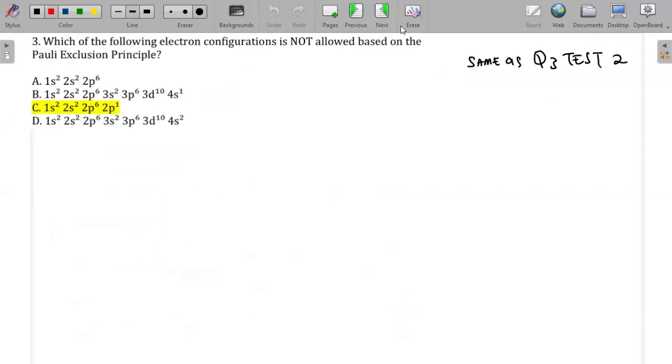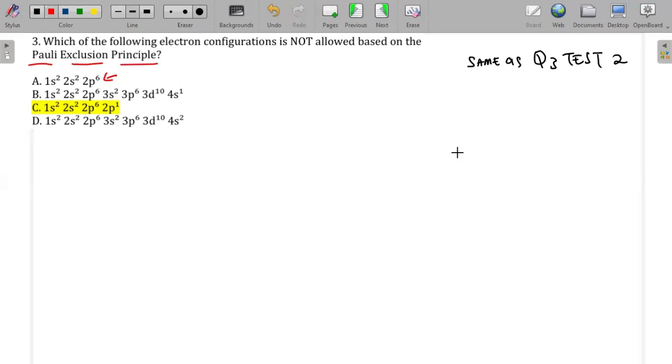Okay, let's look at question 3. They're asking which of the following electron configurations is not allowed based on the Pauli exclusion principle. The Pauli exclusion principle simply states that no two electrons can have the same set of the 4 quantum numbers. So when we look at the electron configuration on A, that one is just a normal electron configuration. There's nothing wrong with it.